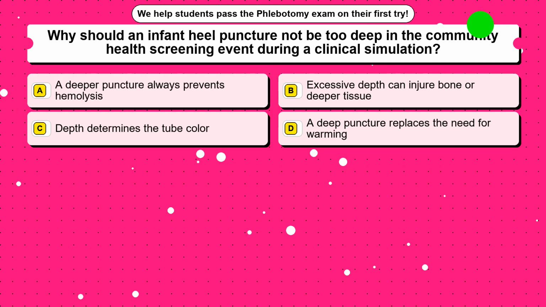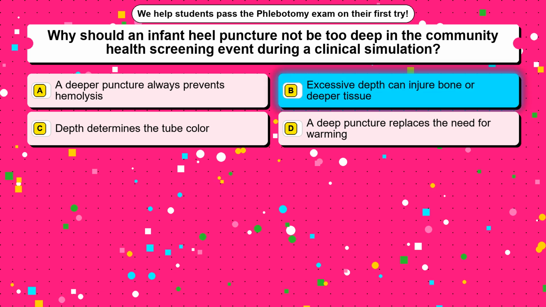Question 78. Why should an infant heel puncture not be too deep in the community health screening event during a clinical simulation? Option A. A deeper puncture always prevents hemolysis. Option B, excessive depth can injure bone or deeper tissue. Option C, depth determines the tube color. Option D. A deep puncture replaces the need for warming. The correct answer is option B.